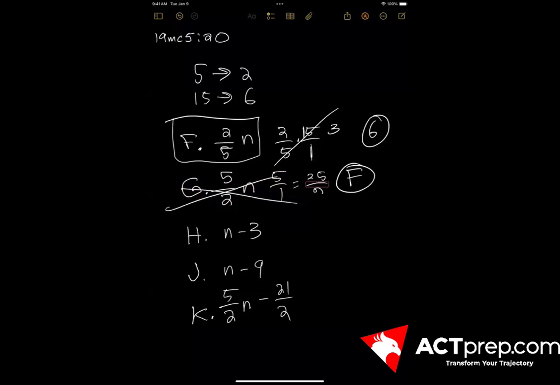N minus 3, so when we do 5 minus 3, that does work out, but then when we do 15 minus 3, it does not equal 6, so answer H is gone. N minus 9, so when we put in 5 and subtract 9, we do not get 2, so that one is gone. And K is going to be a time-consuming one, and we can just know that the first answer is just not going to work out. We already know the answer, and you could do that if you needed to, but we had already found one where it works out for both, giving us answer F.